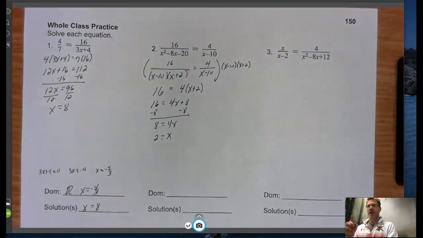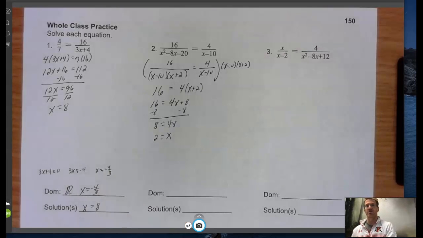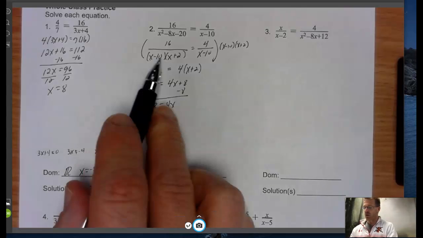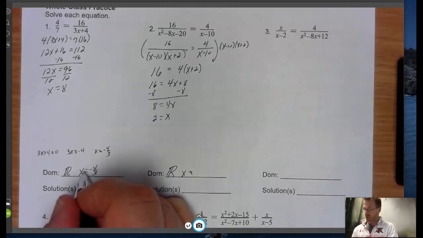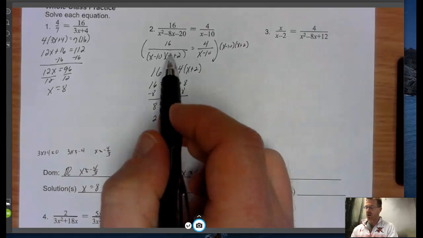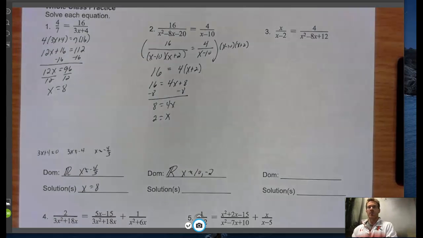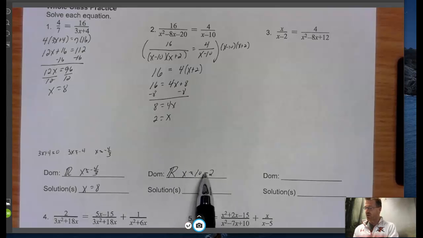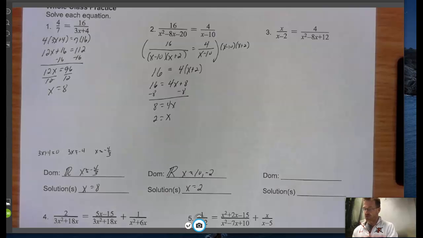So that's my solution. Now, what I forgot to do is once I factored up here, I forgot to look at my denominators to throw out my values. So let's do that real quick with our domain. When I look at my factor here, x can't be 10. When I look at my factor here, x can't be negative 2. So notice my solution of 2 does not conflict with any of the values I had to throw out, so that is a good solution.